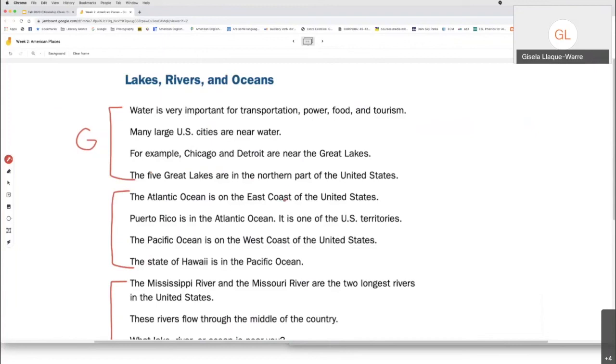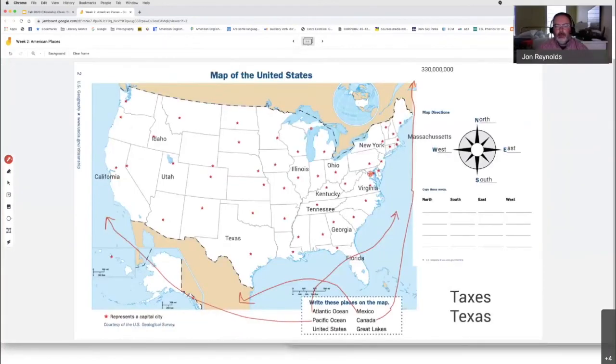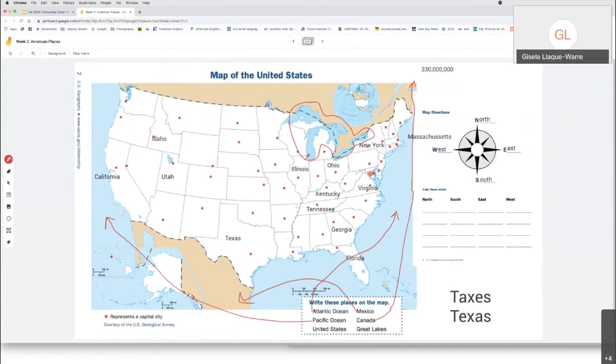So, for example, if we go back to our map just a moment, these up here are the Great Lakes. Okay, so Gisela, you said you'd been to Chicago, right? Do you know what lake is next to Chicago? I don't remember the name, but yeah, we went to the lake. Yeah, it's Lake Michigan. So Lake Michigan, for example, is one of the names.